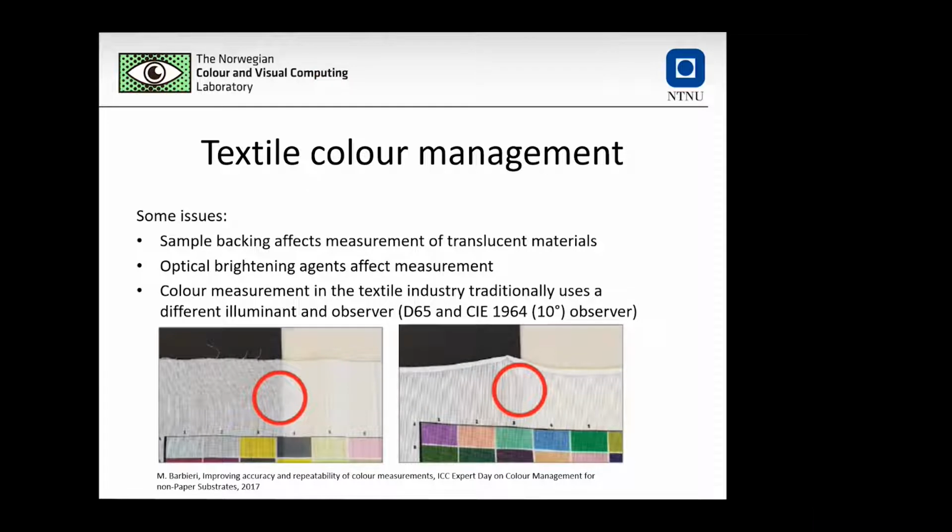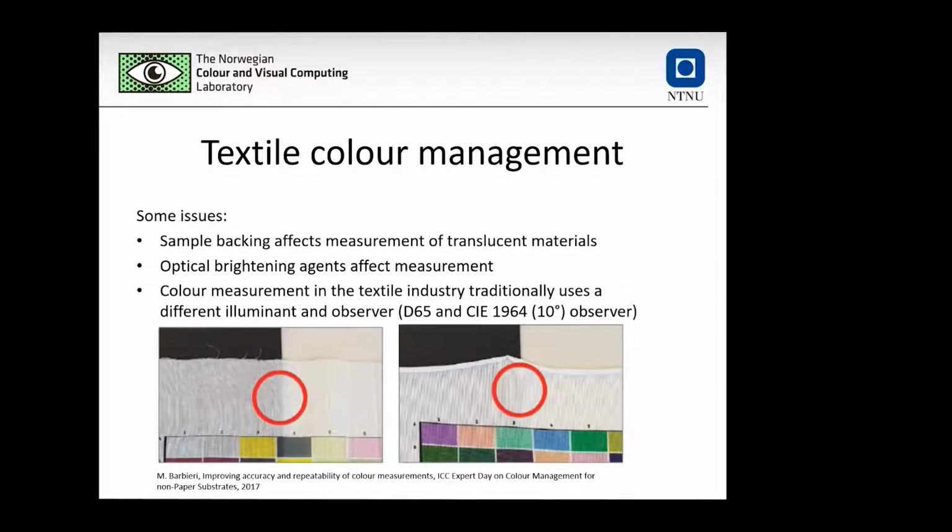We have a second problem, which is that it's very common for white textile fabrics to be optically brightened. And of course, that will affect the measurement. And in particular, the measurement illumination, the one that's used in the spectrophotometer, will differentially excite the OBAs. And then the third problem, which is really the big problem I want to look at today, is that in textiles, you tend not to use D50 and 2 degrees. You use D65 illuminant and the 1964 or 10 degree observer. So those are three problems.